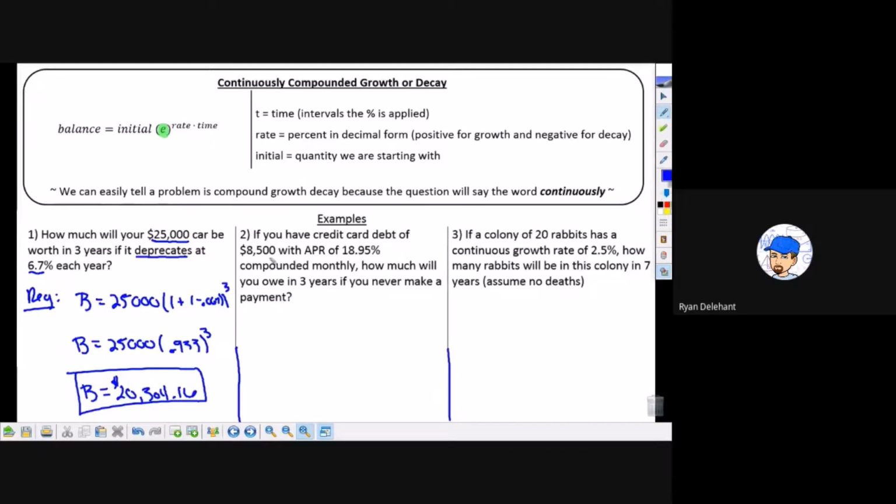You have credit card debt of $8,500 with an APR. Now I'm putting this in here so that we understand what this word means. APR is annual percentage rate, which means yearly, of 18.95%, and this is compounded monthly. So because it's compounded monthly, this is compound interest. So compound growth decay.